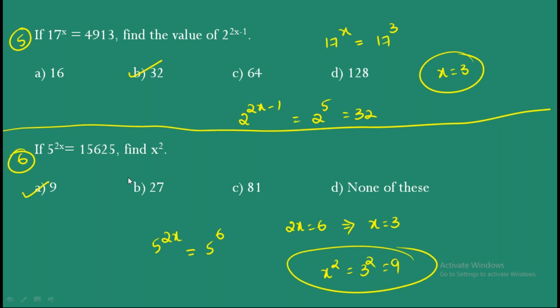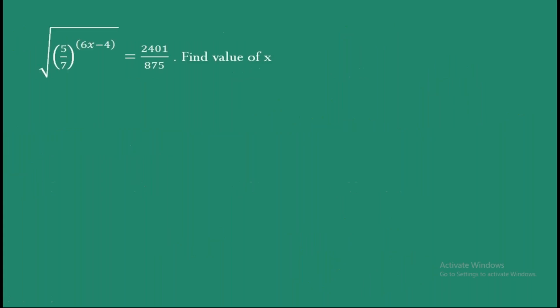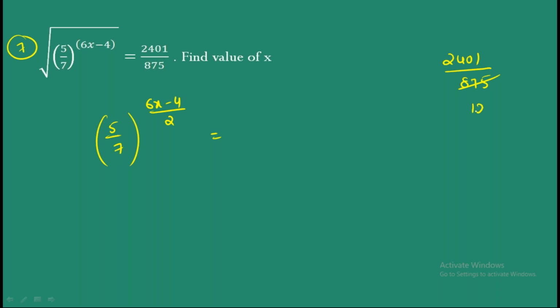Pause the video, try to find your solution, then check later. Here, 5 17 root can be taken as 1 by 2, right? So 6x minus 4 divided by 2. This is 2401, 875, right? So if you just check, both are divisible by 7. 7 125 times, 7 343 times. It's actually 7 cube and 5 cube.